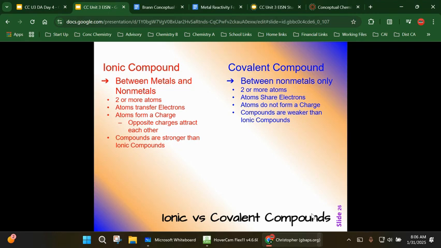Okay? So, opposite charges attract each other. These compounds are stronger than covalent compounds. Ionic compounds are stronger than covalent. Okay? Covalent compounds are between two or more nonmetals. That's it. Just two or more nonmetals.